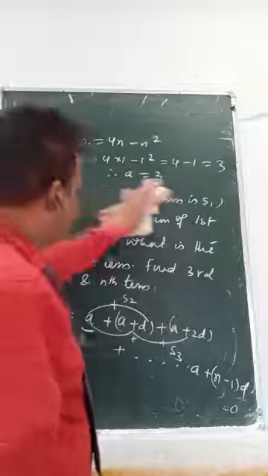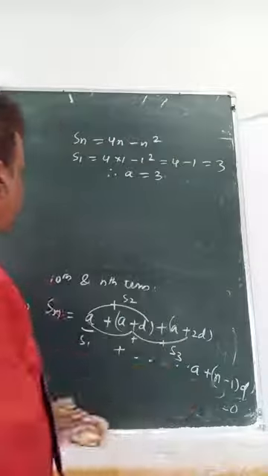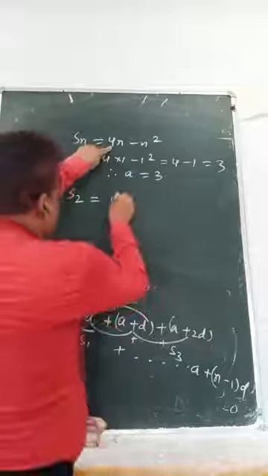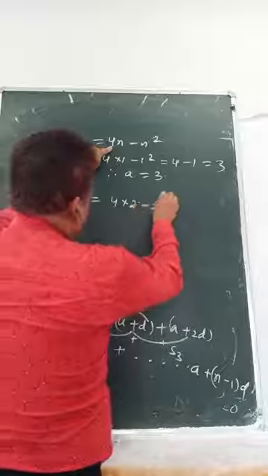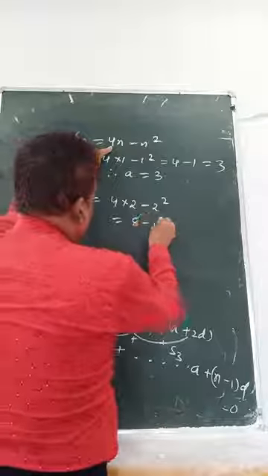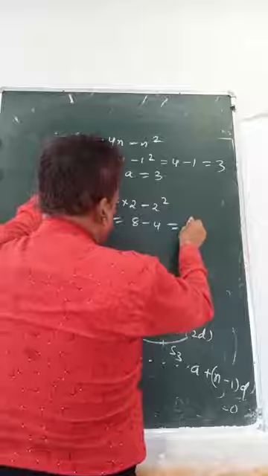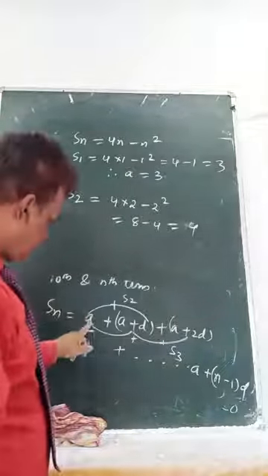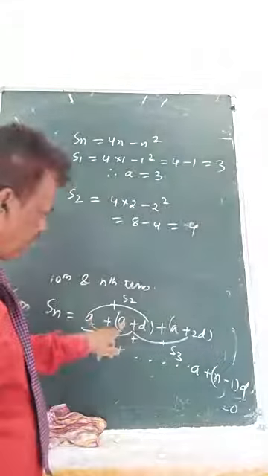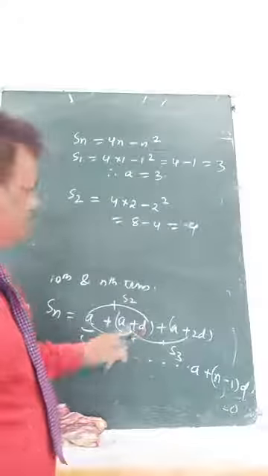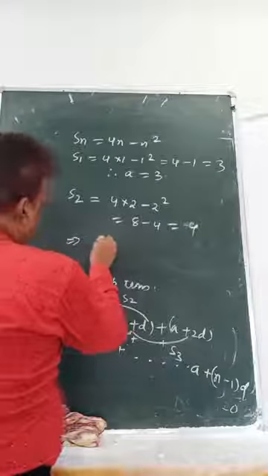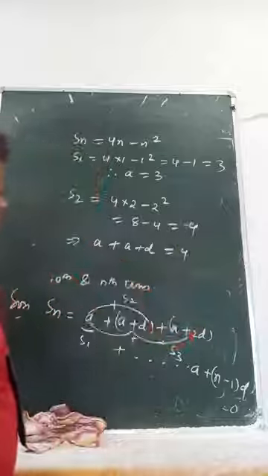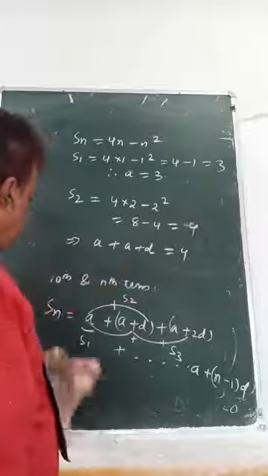Then find S2. S2 means put n is equal to 2. 4 into 2 minus 2 square. That is 8 minus 4, that is 4. But what is S2? Look here, a plus d. a plus d equals 4. So in place of a, what will you write? You will write 3.